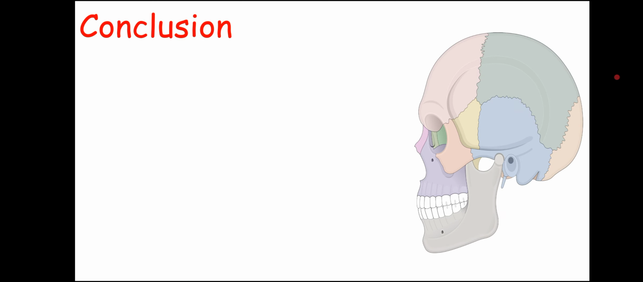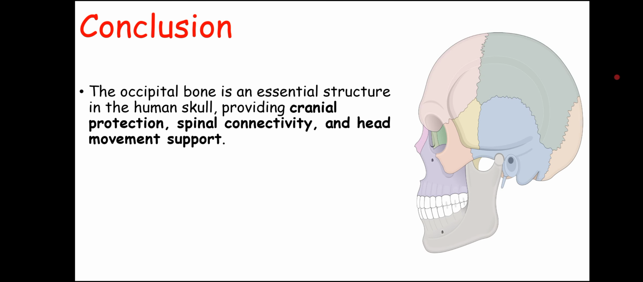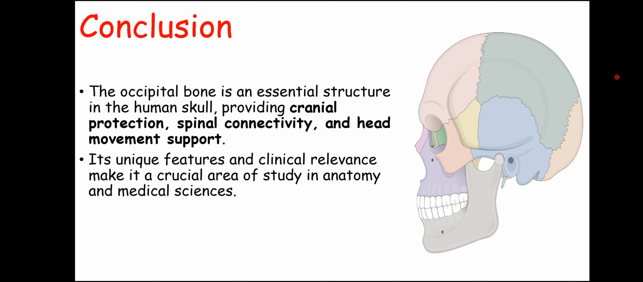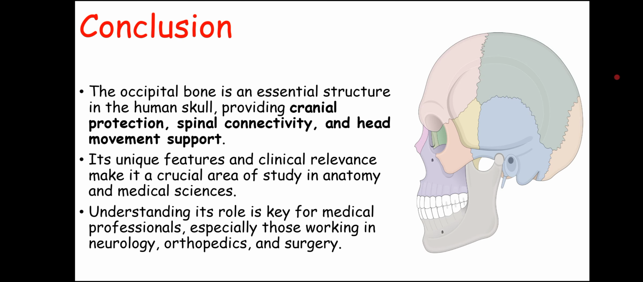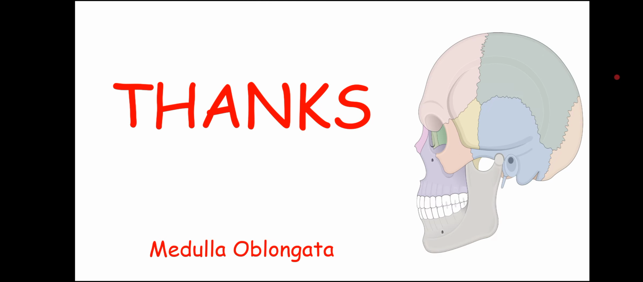Now let's talk about the conclusion of this lecture video. Occipital bone is essential structure in the human skull, providing cranial protection, spinal connectivity, and head movement support. Its unique feature and clinical relevance make it a crucial area of study in anatomy and medical sciences. Understanding its role is key for medical professionals, especially those working in neurology, orthopedics, and surgery. And this was all about occipital bone.